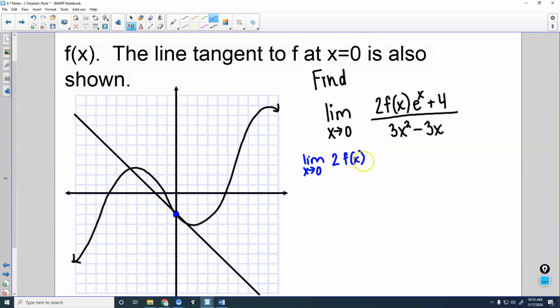So 2f(x)e^x + 4 is going to be 2 times f(0)e^0 + 4. What is f of 0? Negative 2. What's e to the 0? 1. And we're going to get 0 for that top, which is what we want. Otherwise, we can't use L'Hopital's rule, right?